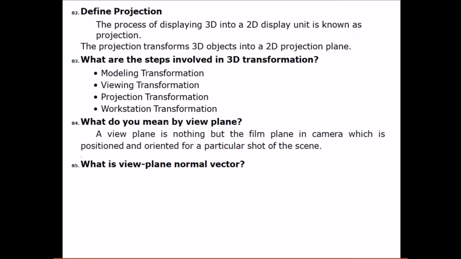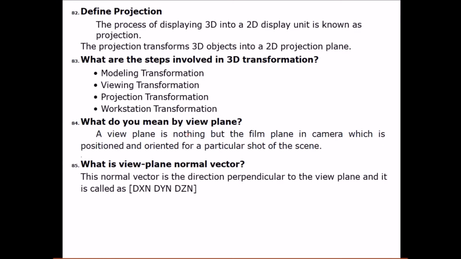What do you mean by view plane? A view plane is nothing but the film plane in a camera, which is positioned and oriented for a particular shot of the screen. What is view plane normal vector? The normal vector is the direction perpendicular to the view plane, and it is called dxn, dyn and dzn. These are the subscripts.